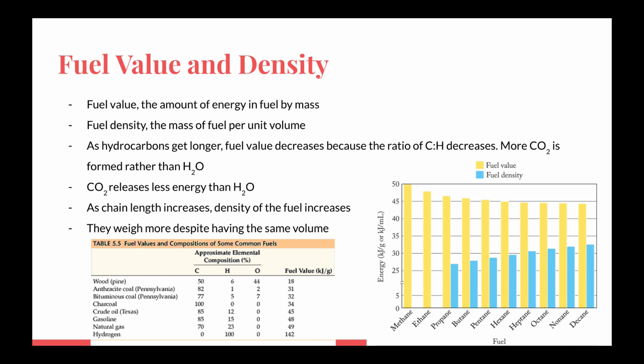So we can use the ratio of carbon to hydrogen and fuel value to compare the various fuels and see which one may be better, such as in the table on the bottom left. Hydrogen has a higher fuel value than the other fuels, meaning that it releases more energy by mass. That will conclude our Chapter 10 overview.